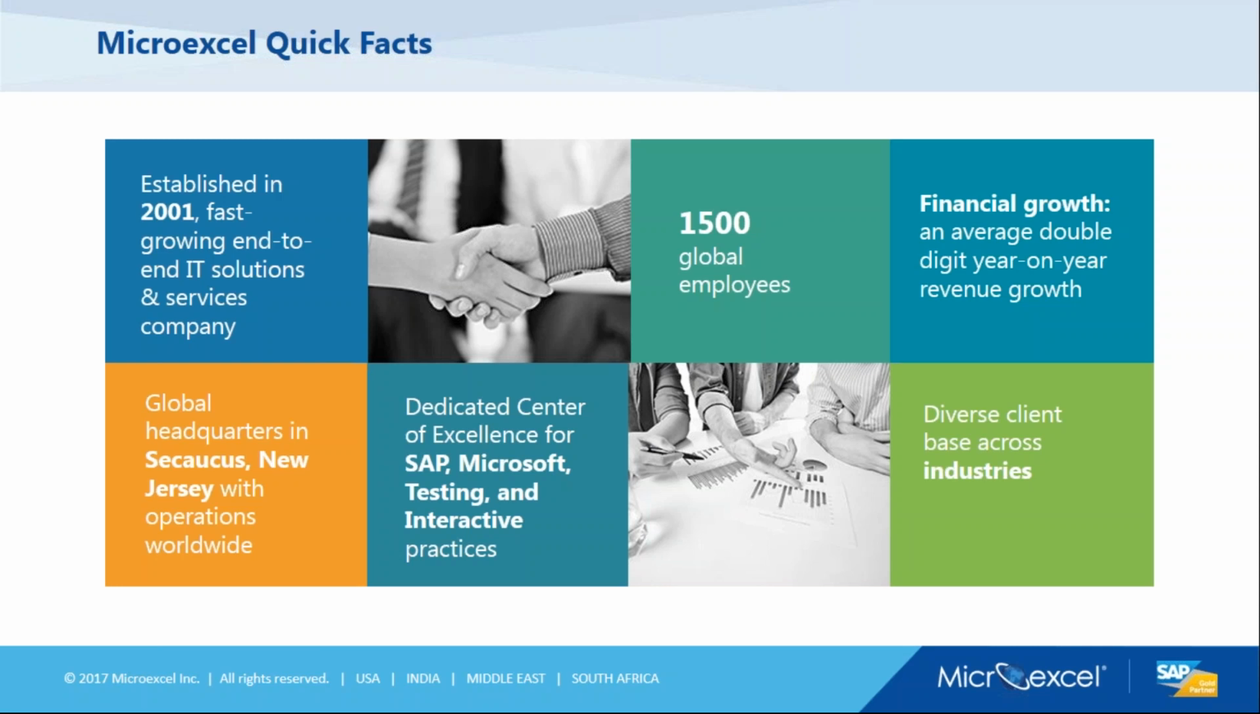But maybe to begin, I can give you just a quick introduction about our organization. Microexcel has been an SAP-focused organization since its onset in 2001, but it's established a good reputation and solid capability around multiple technology disciplines, including SAP, Microsoft, testing, and some other technology-agnostic services. We're globally headquartered in Secaucus, New Jersey, with a bit north of 1,500 global employees. We pride ourselves in solving business problems, leveraging technology solutions, but always leading with business, which you'll hear as a theme as we look through the S/4HANA Cloud portfolio.